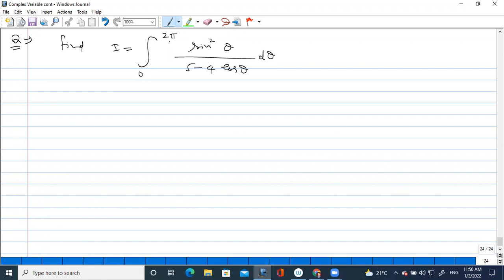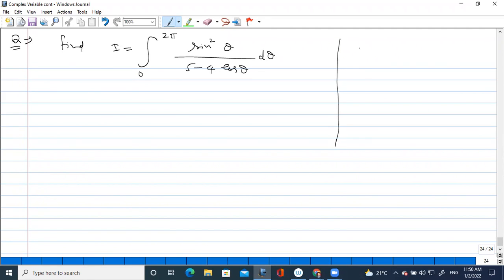If here they give 0 to pi, then you can make it 1 by 2 of 0 to 2 pi. But it is given 0 to 2 pi in this question. So here we can simplify it. Sin square theta we can convert into a cos theta term. Understood? So that we can do. And one more thing we can do.